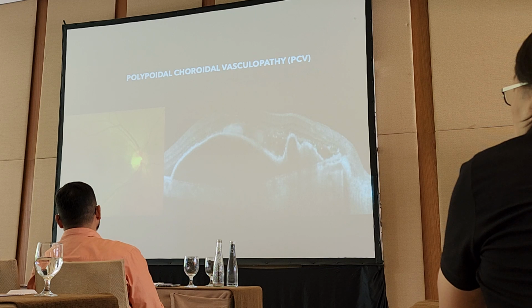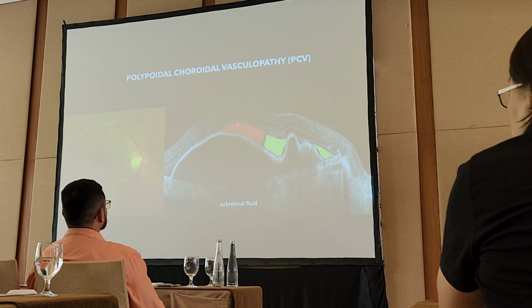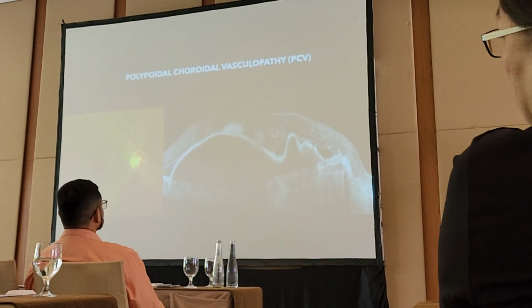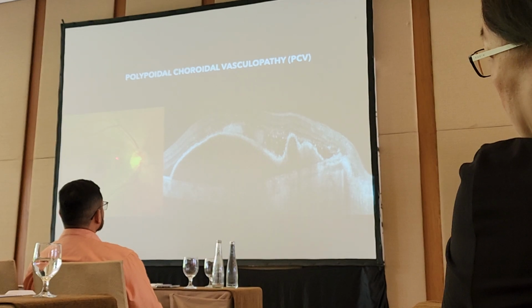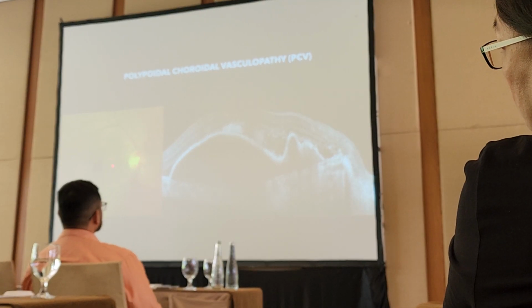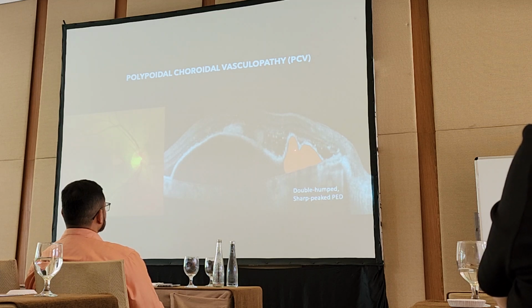So here we can see actually a polypoidal lesion over here. This is the subretinal hemorrhage, which corresponds to this area. And if you see here in the fundus photo, there's an orangish lesion over here that is presumed a polypoidal lesion that correlates with a double hump PED on the OCT. And this is the PED and sub-RPE fluid.